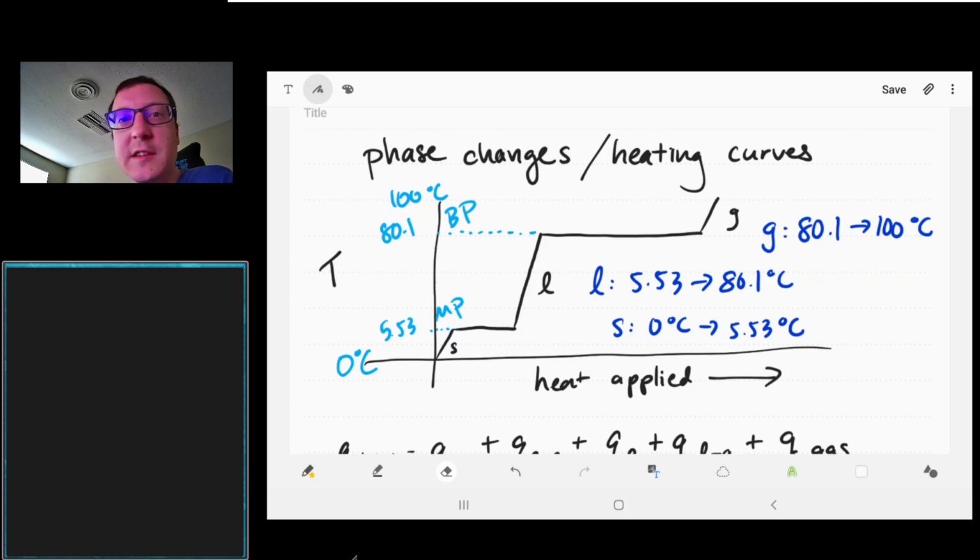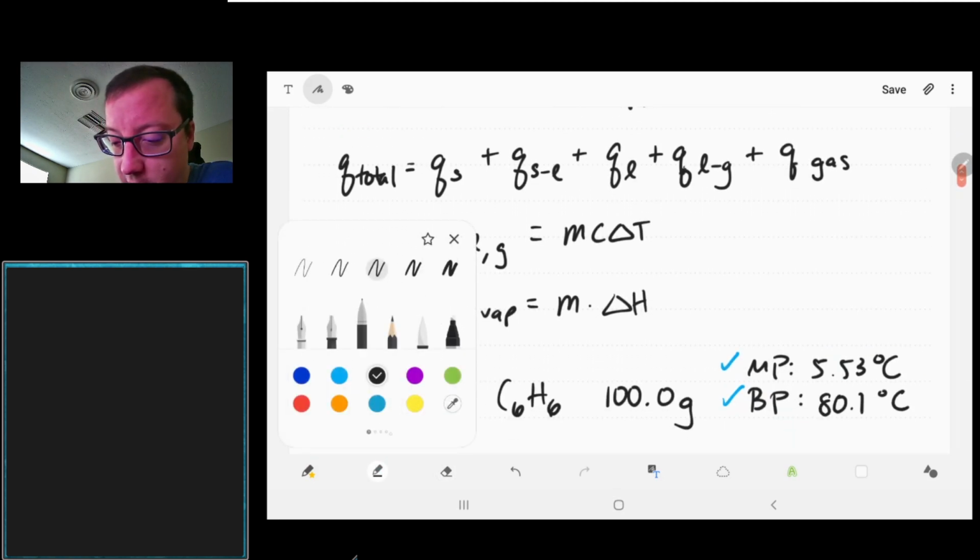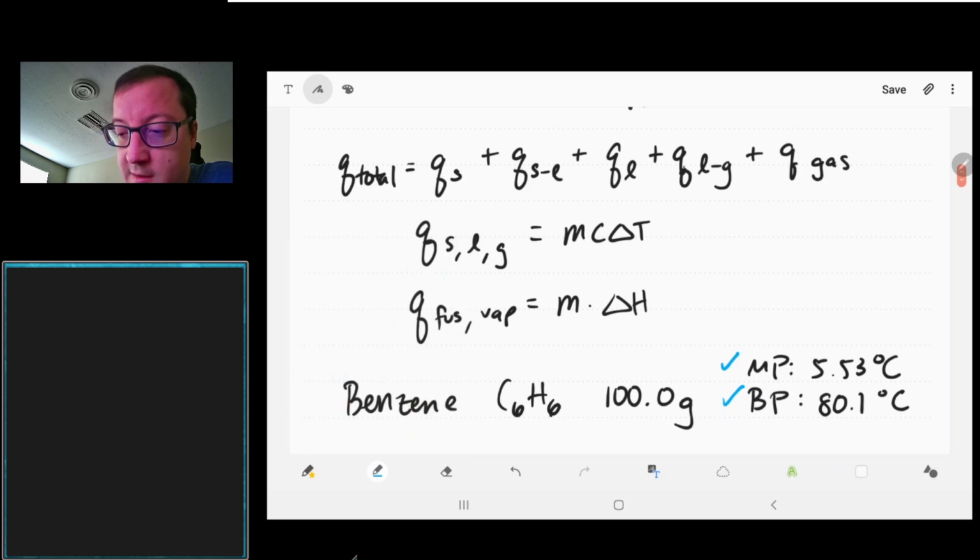So really this is just a matter of now plugging things into our formulas. For our single state ones, we're going to have our moles. Actually, we have grams, so we'll deal with that in a second. We have our specific heat capacities, those were given to us, and now we have our delta T's. With the fusion and vaporization, we don't need temperature changes.